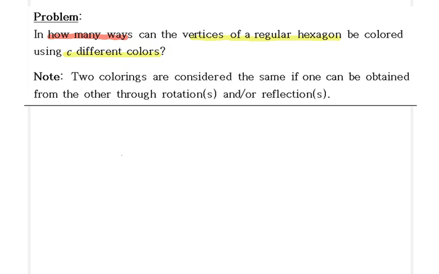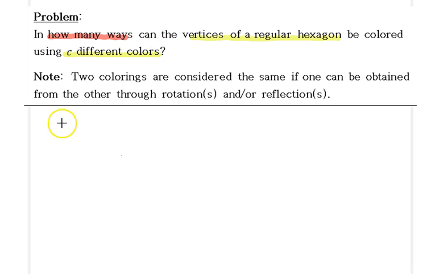Now recall from our previous treatment that two colorings are essentially the same if one can be obtained from another coloring by a simple rotation or a reflection. So therefore this problem is asking for essentially different colorings up to rotations and reflections.